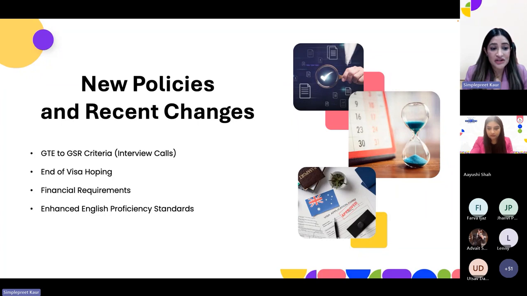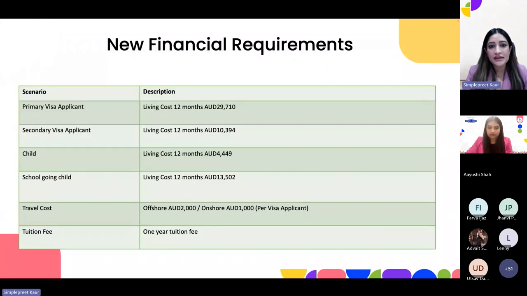We'll talk about the financial requirements and the English requirements. Immigration has also raised the financial capacity requirements and the English requirements for the student visa application as well. So these are the details of the financial requirements basically. How do you calculate the funds for a student visa application? Now, the primary applicant has to have a sufficient amount of money for 1 year of living cost plus 1 year of tuition fee and the travel amount in your bank account.